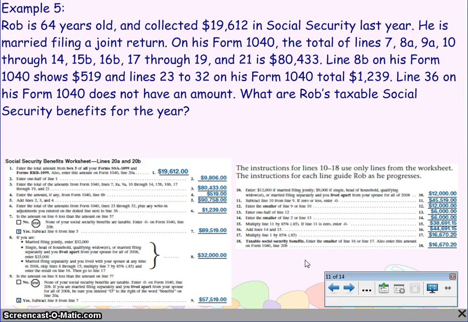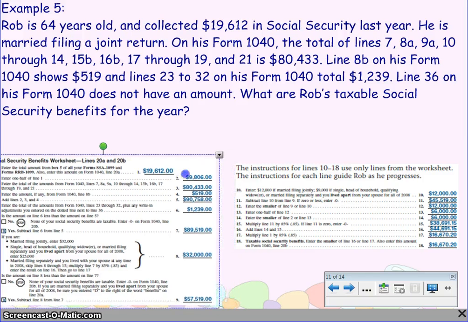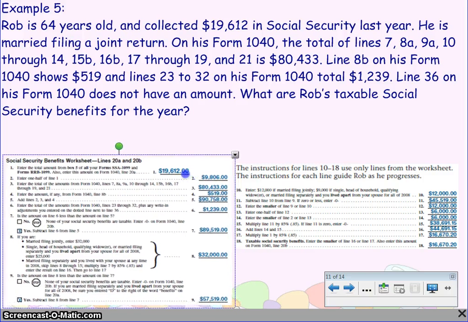So we have $19,612 that went there. Now line 2 says enter half of line 1. So if I divide the 19,612 by 2, then I get 9806. Next it says enter the total of the amounts on 1040 from all of these different lines, and I get 80,433. And these are just given numbers that it's already given you. There's no place that you've seen so far that I got these from.